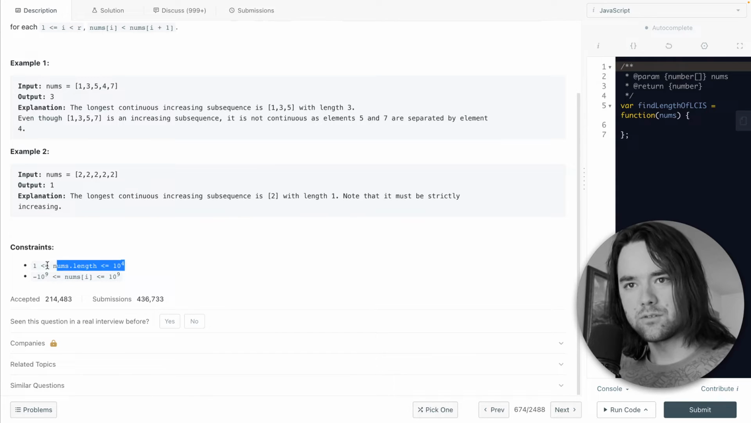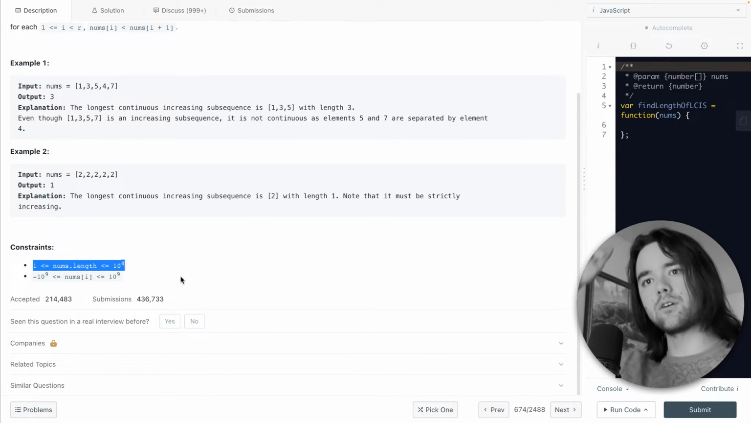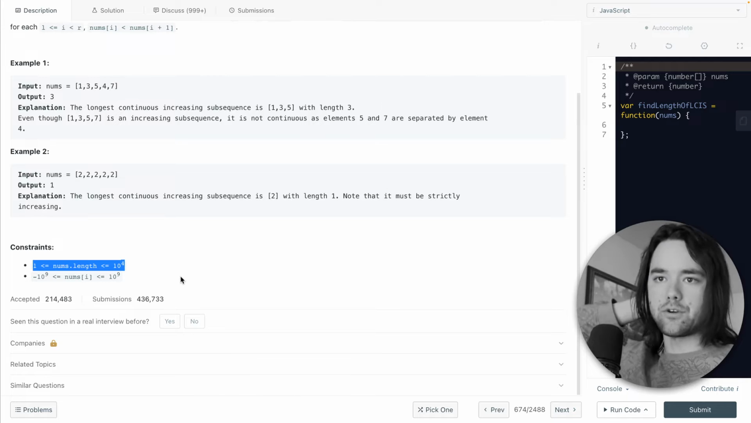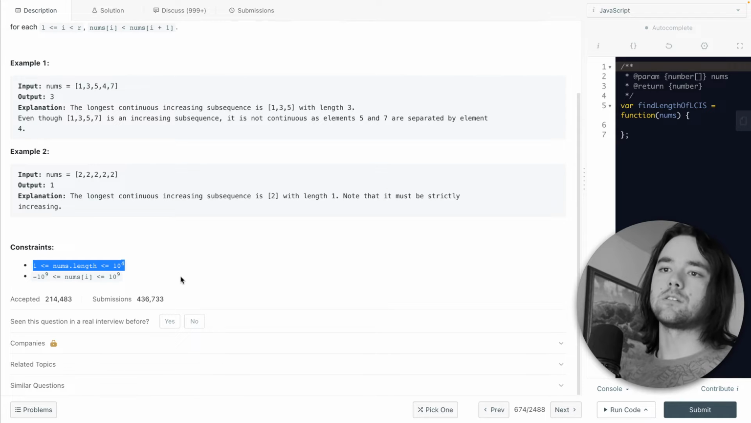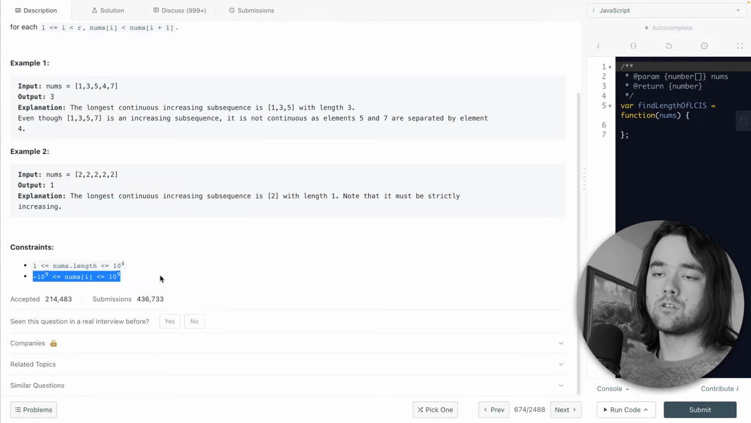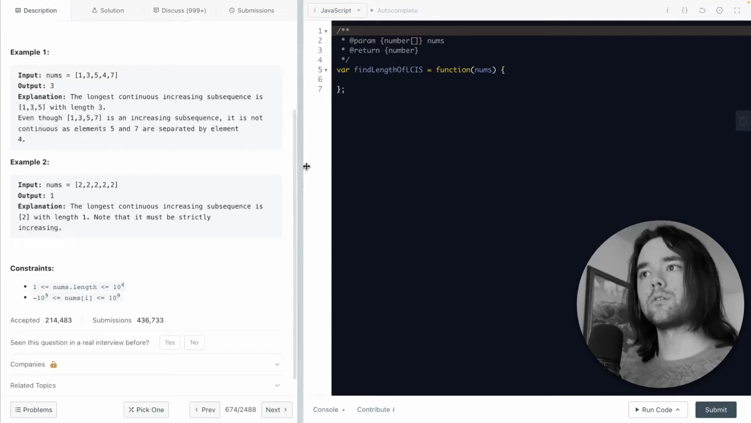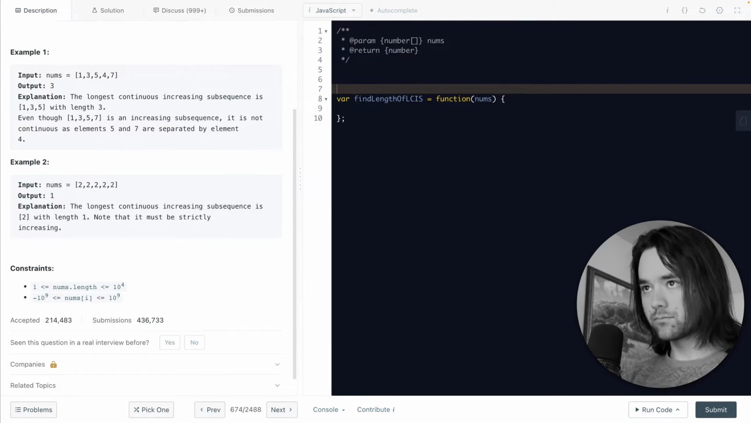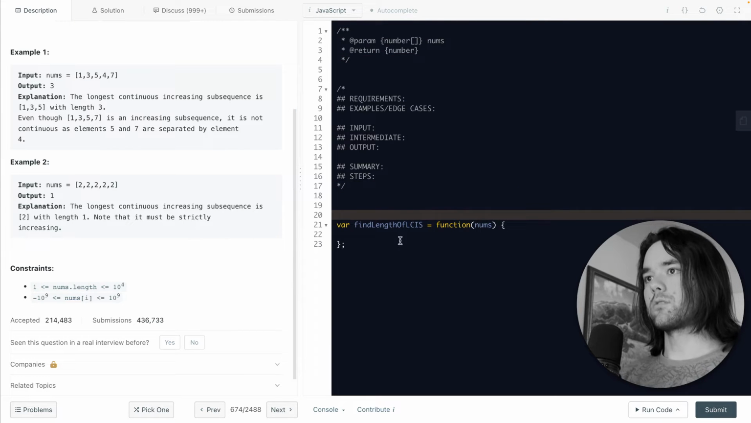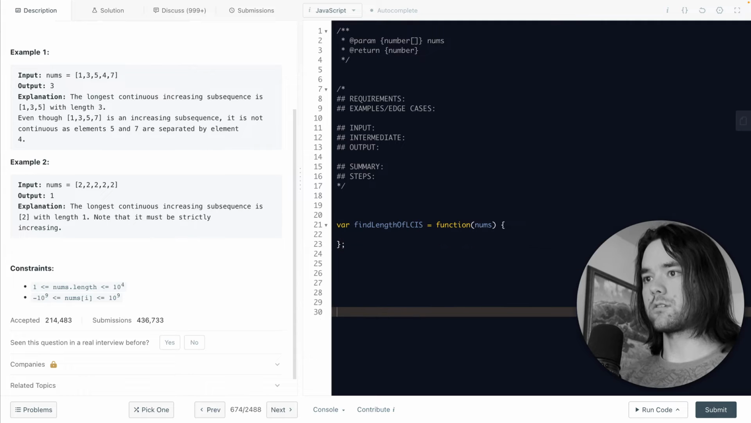Okay, so we have some constraints here. The length of our nums array is always greater than or equal to 1 and less than or equal to 10 to the 4th. And it looks like we're dealing with some potentially large numbers. Okay, cool. Going to paste in my PDAC, and let's get some space going.